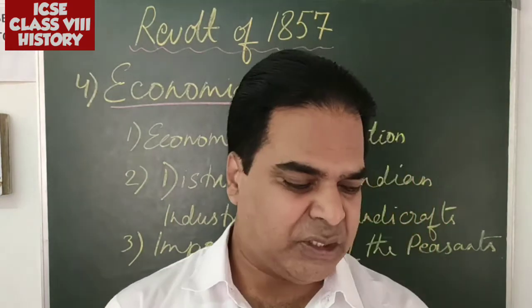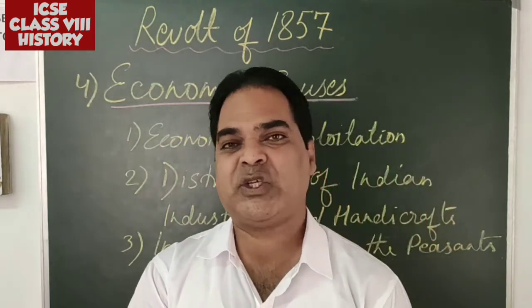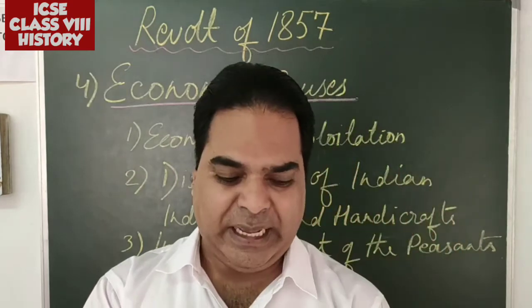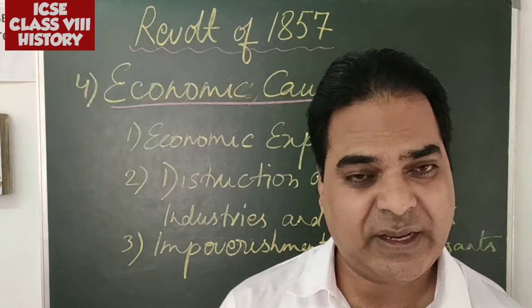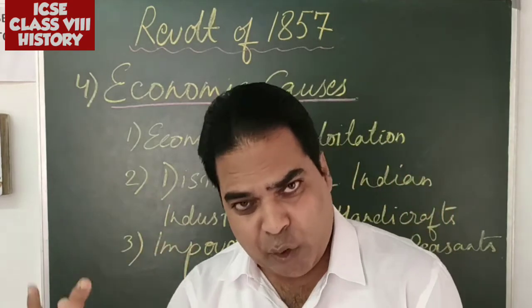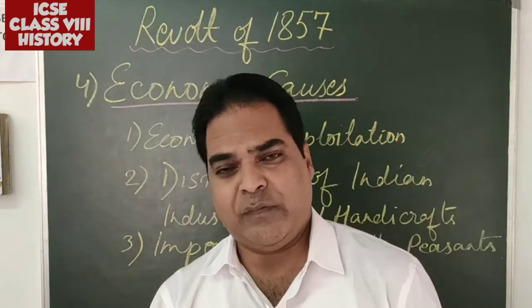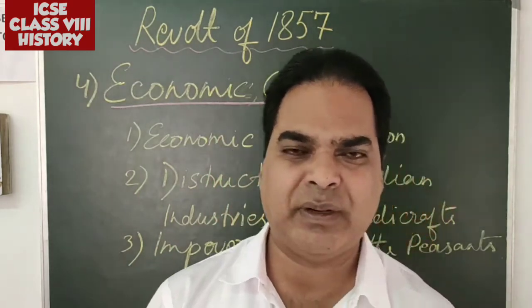And these raw materials, what was done? These raw materials were manufactured into finished goods and sold in India at a very high price. They purchased raw materials at a very low price, took them to England, made them into finished goods, brought them to India, and sold them at a very high price. So this way, what happened?